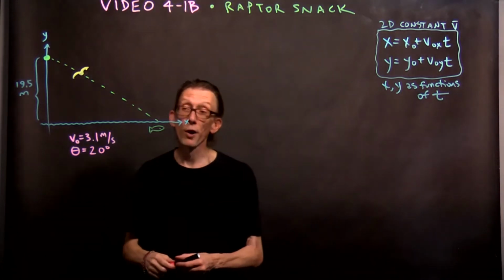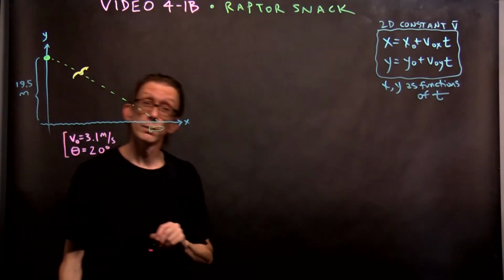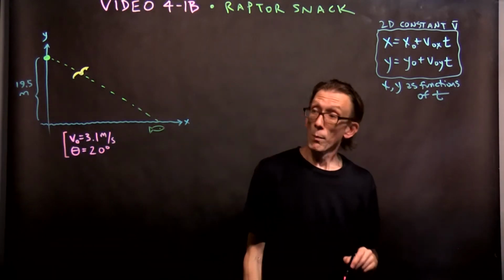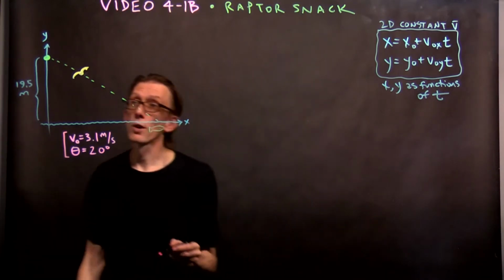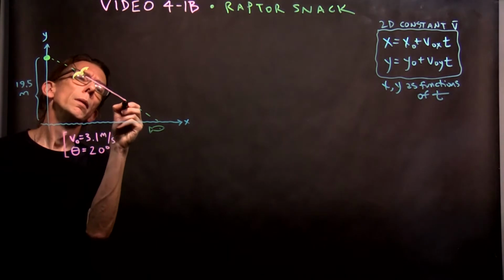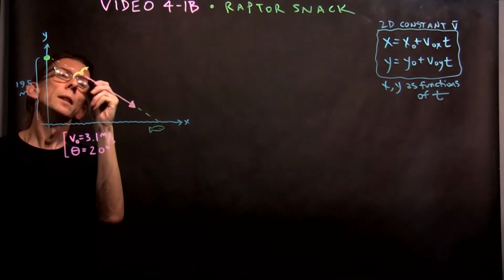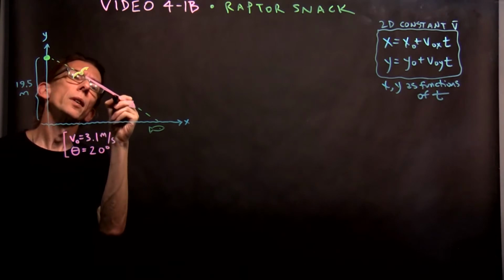So, let's draw this velocity vector. Remember, this is the speed and direction. Put them together, you got your velocity. So let's draw that vector. Here it is. All right, the pink vector is the velocity vector.